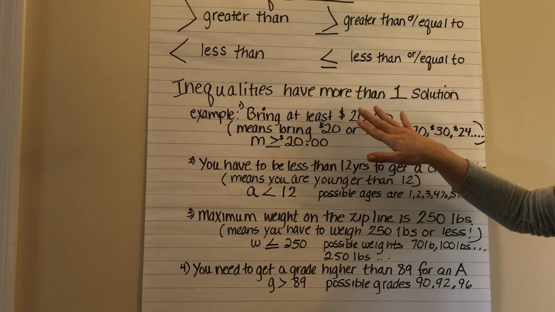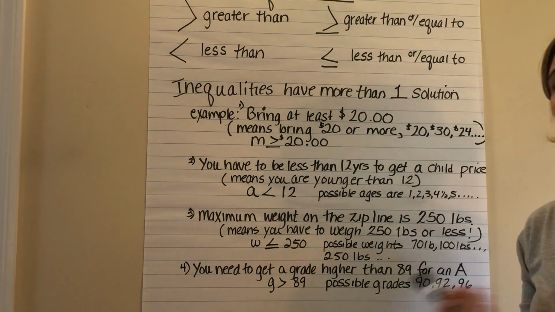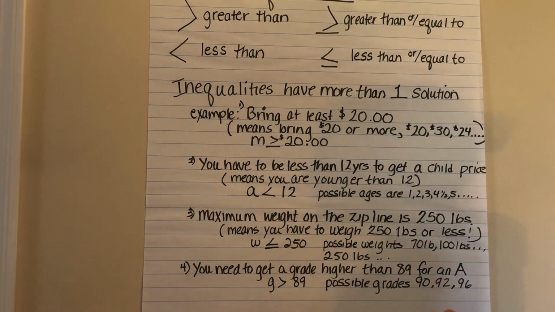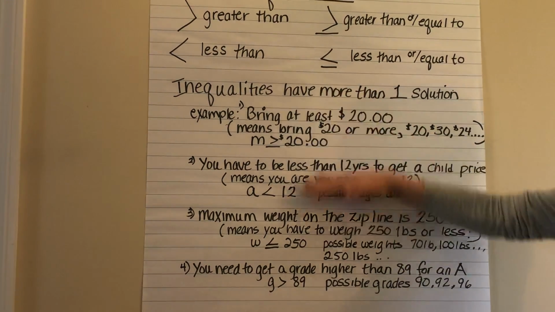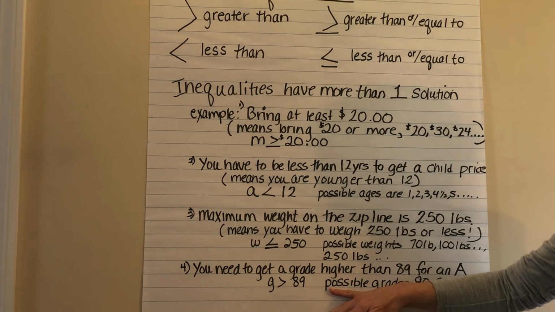Now inequalities are different from equations because inequalities have more than one solution. For instance, if I said you have to be at least 16 years old to drive, there's a lot of possible solutions. There's a lot of possible ages you could be. You could be 16, you could be 18, you could be 20, 30, 50, 60. There's many answers.